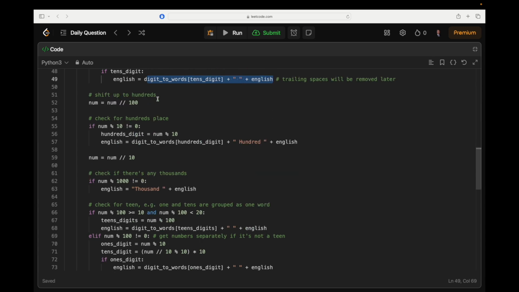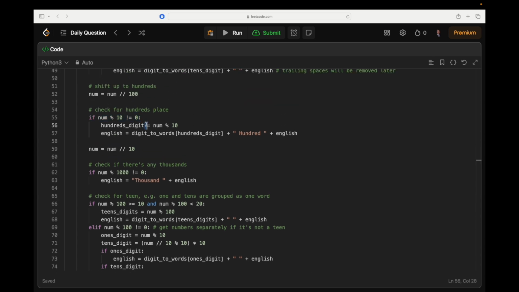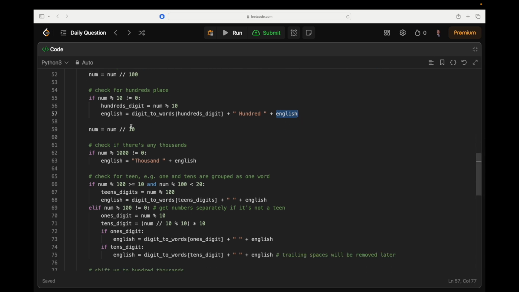All right, then we shift up to the hundreds, and we check if there's a hundred by doing modulo 10, since we've now shifted by doing floor divide up to the hundreds place. We check if that is not a zero, because if it is a zero, we ignore it. And then we get the hundreds digit by doing modulo 10. And we just stitch that on to the word hundred, and then whatever the first two digits were.